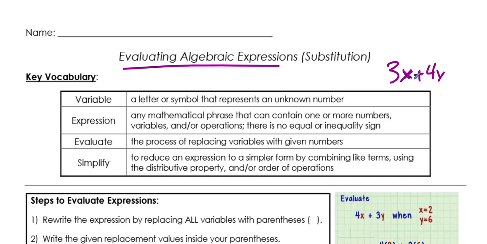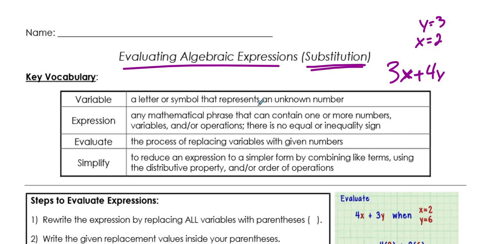and we're going to be given values for x and y. We're going to replace those variables. We're going to substitute numbers in place of those variables to figure out what this equals when x equals 2 and y equals 3. So you replace each of those letters with those values and evaluate the expression. You figure out what that equals.